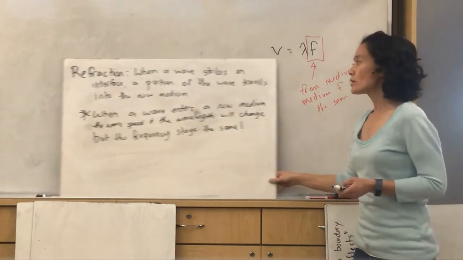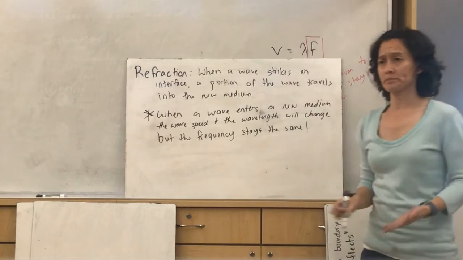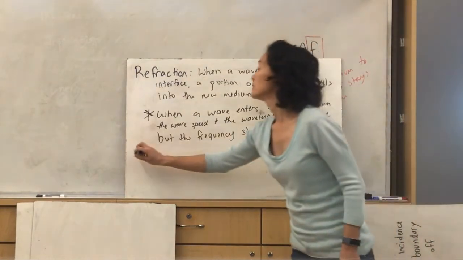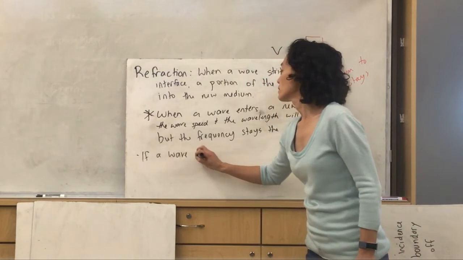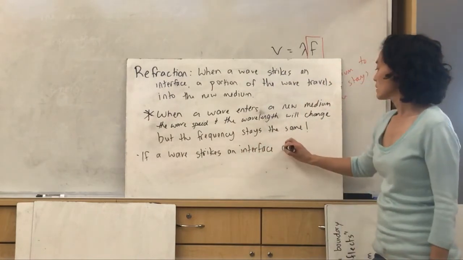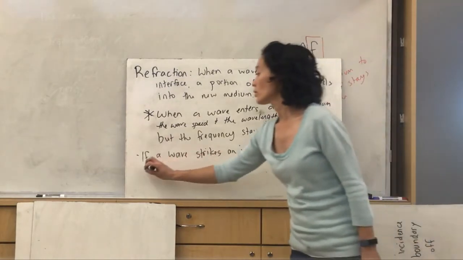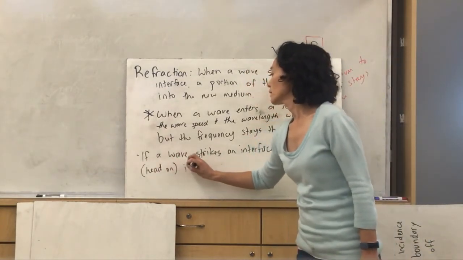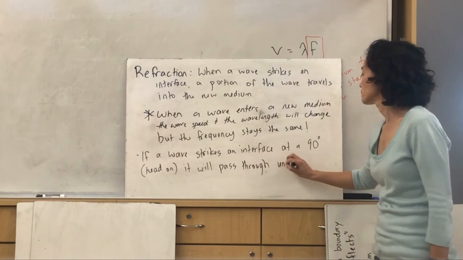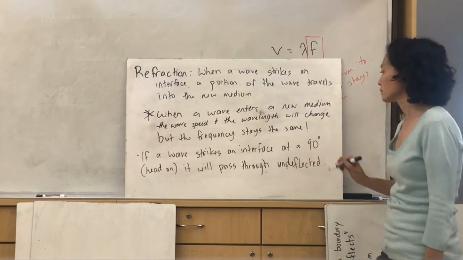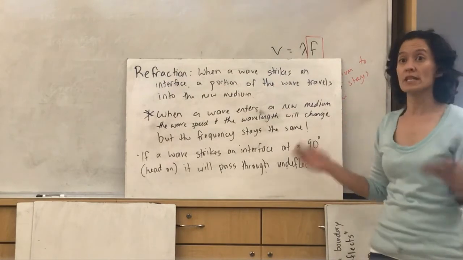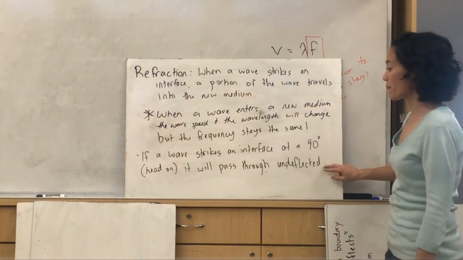Okay? Another thing to note is that if a wave strikes an interface at a 90-degree angle, it will pass through undeflected. So if a wave strikes an interface at a 90-degree angle, or just head on, it will pass through undeflected. If it strikes it at an angle, we see a change in the direction of the wave. Okay, and we'll talk about that in a moment.